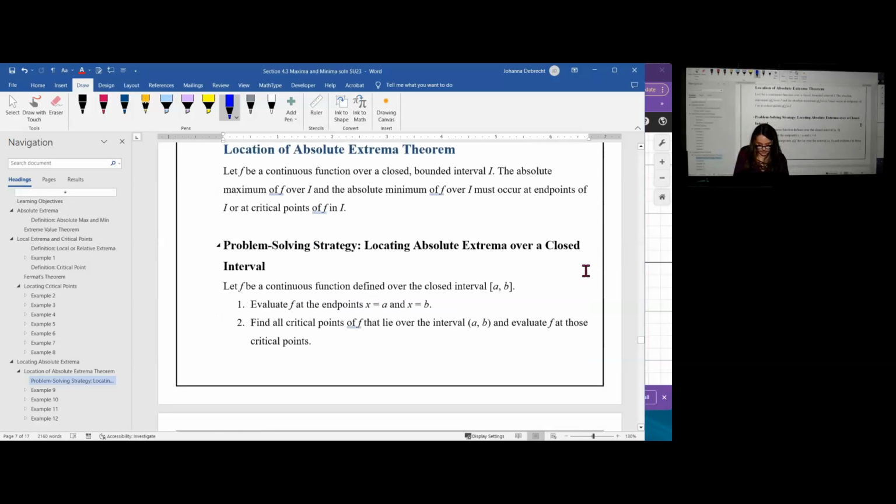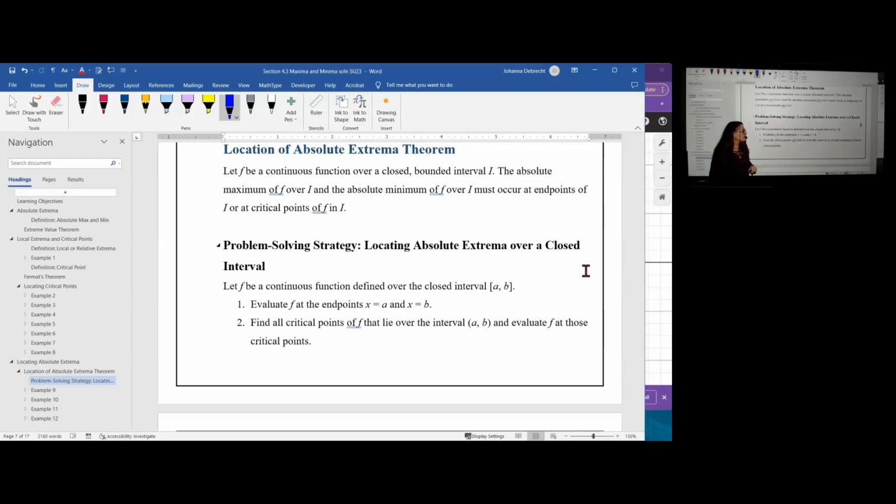Here's the theorem that states it. Let f be a continuous function over a closed bounded interval I. This is required by the extreme value theorem. The absolute max of f over I and the absolute min of f over I are either at endpoints of the closed bounded interval or at critical points of f inside I.